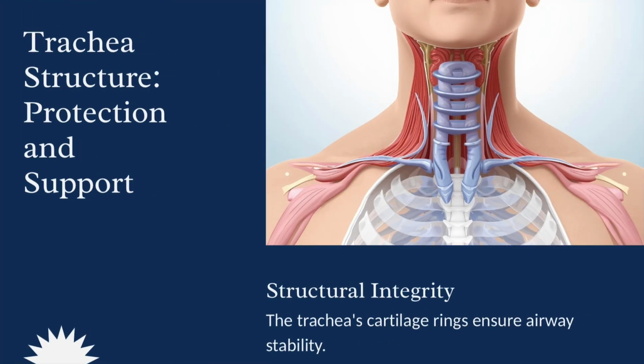The trachea, also called the windpipe, connects the nose to the lungs. It contains C-shaped cartilage rings which prevent the airway from collapsing.